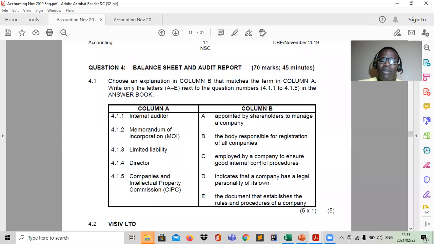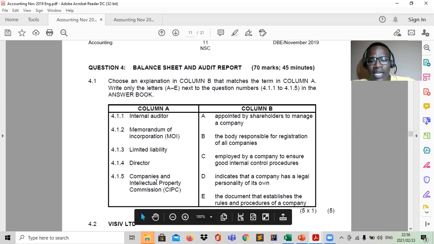Then number 2 is the body responsible for registration of companies. We have learned in our first lecture that CIPC, or the Companies and Intellectual Property Commission, is responsible for registering companies in South Africa. Then number 3, number C, is employed by a company to ensure good internal control procedures. So far, we've not learned about that.